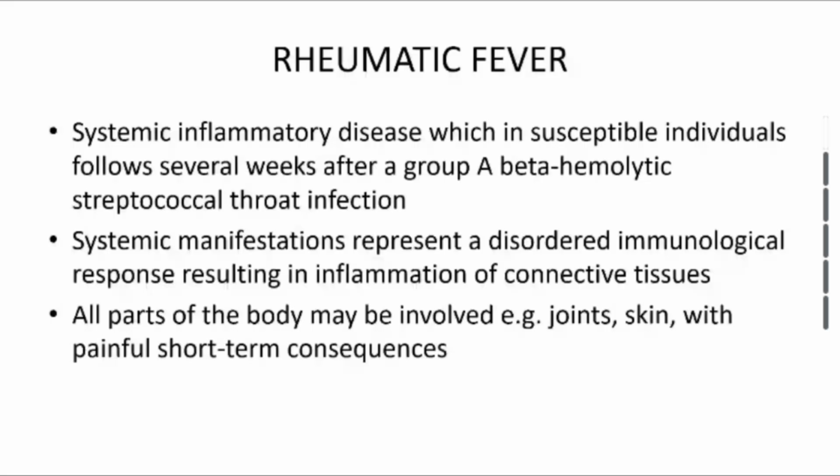Just like we talked about autoimmunity, where the body forms antibodies against self tissues, you produce antibodies that are now attacking cells that belong to that person. Basically, that is also what rheumatic fever is thought to be: a disordered immunological response resulting in inflammation of connective tissue. All parts of the body may be involved. So it can involve the joints, it can involve the skin, with painful short-term consequences. In fact, when you read a medical book, they talk especially about rheumatic heart disease.